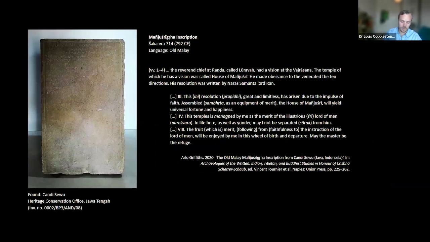The connection between Kumaraghosa's inscription and Chandi Sewu becomes a little clearer when we look at another stone inscription found in the clearance of the southwestern side of the complex itself, the so-called Manjushri Griha inscription, the Temple of Manjushri inscription, the House of Manjushri inscription. Unlike the previous inscription, this one was composed in the vernacular in Old Malay and inscribed in an old Javanese script. Again, it's dated in the Shaka era, but to the equivalent of 792, a full decade after the events of Kumaraghosa's inscription. And it eulogizes a temple using the Sanskrit word prasada called the House of Manjushri.